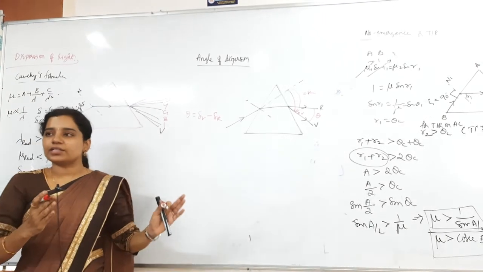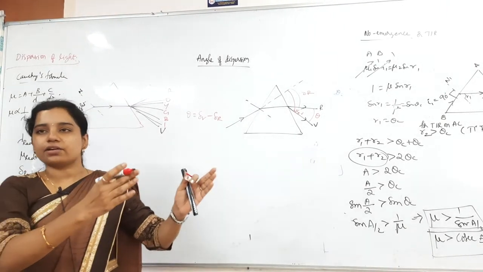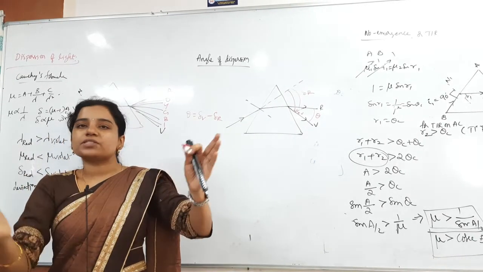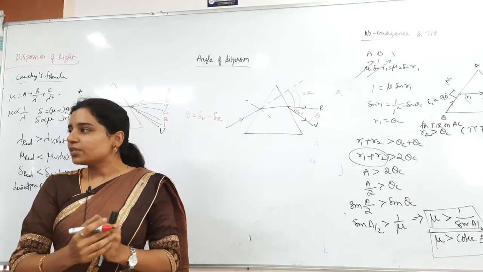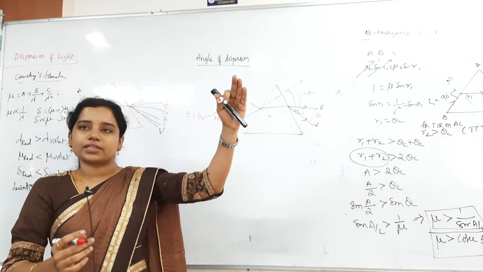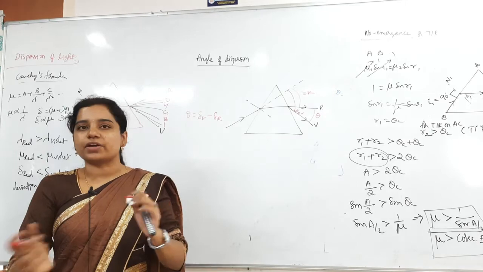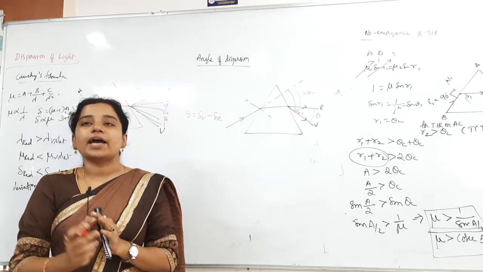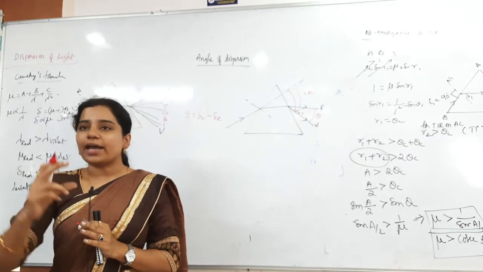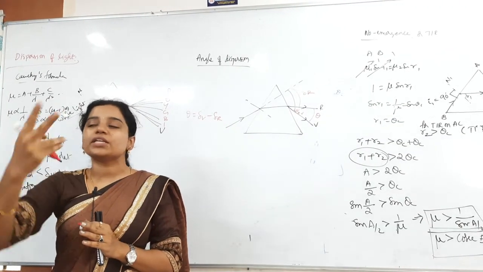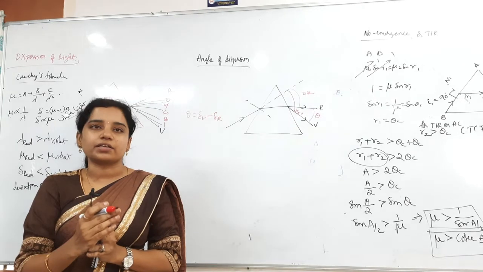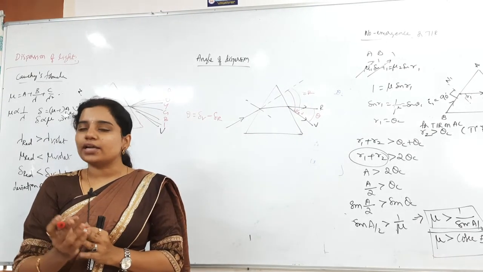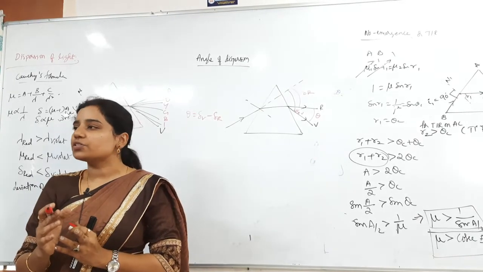Clear? Whenever white light is incident on the prism, it will disperse into different colors. In that, the first color I will take as red and the last color I will take as violet. So the angle between them is known as the angle of dispersion. That is nothing but the difference of the deviations of the red and the violet. Which will have more deviation obviously? Violet. So deviation of violet minus deviation of red.